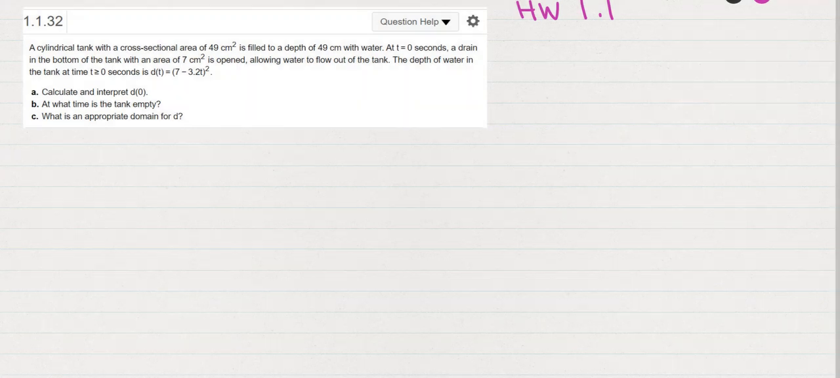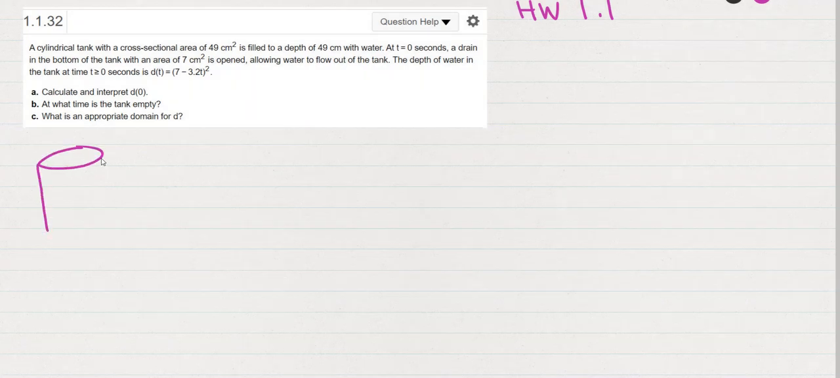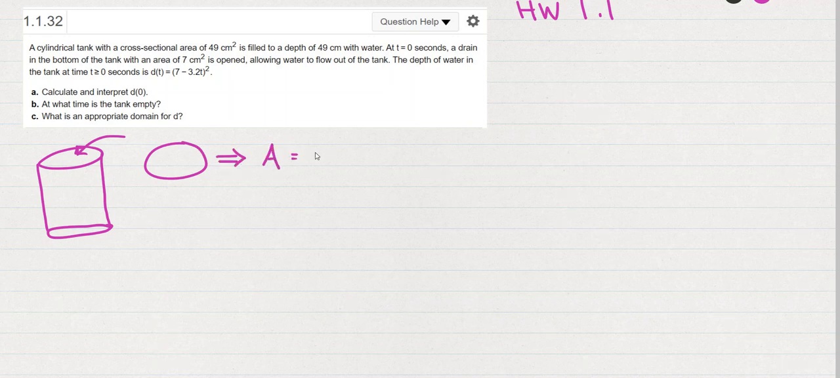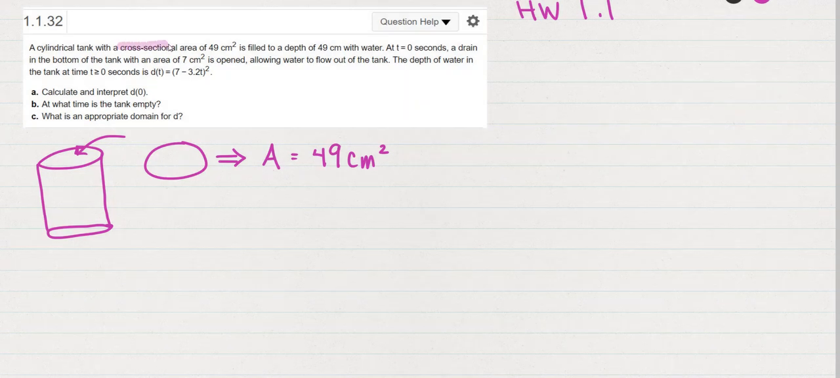We've got a cylindrical tank. So I'm going to draw a sketch of that so I have a rough idea of what we're dealing with. And the area of this circle is given as 49 centimeters squared. Do you read that from the question? We have a cross-sectional area of 49 centimeters squared. So that means that the area of the base, you could say, is 49 centimeters squared.